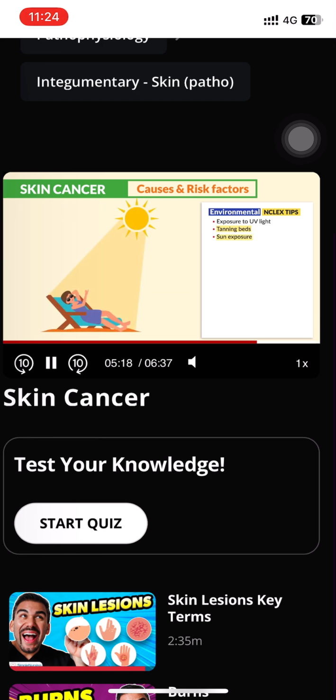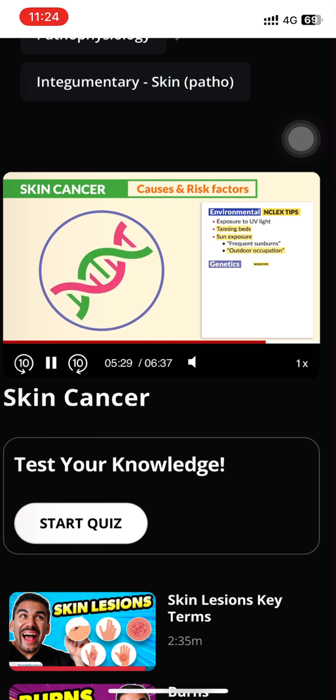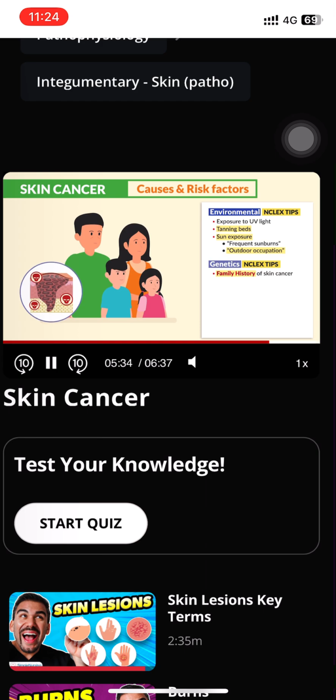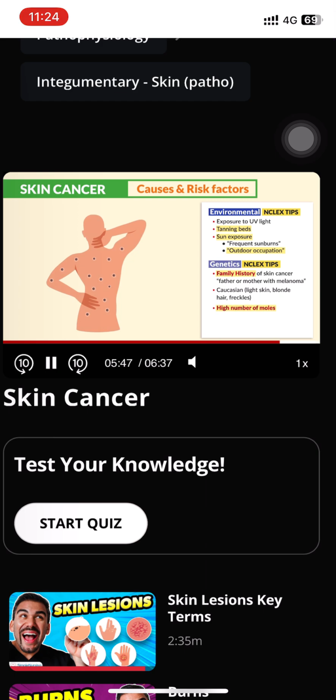Now, sun exposure is another key term. So write this down. Frequent sunburns as well as an outdoor occupation. Huge risk for skin cancer. Now for genetics, the NCLEX tips that we highlighted below, I'd write these down. Family history of skin cancer, like a father or mother with melanoma, and even Caucasians with light skin, blonde hair, and freckles, due to the fair skin that is more easily burned. And a high number of moles. This indicates a big risk for skin cancer.